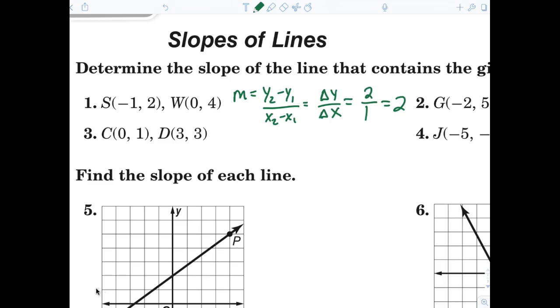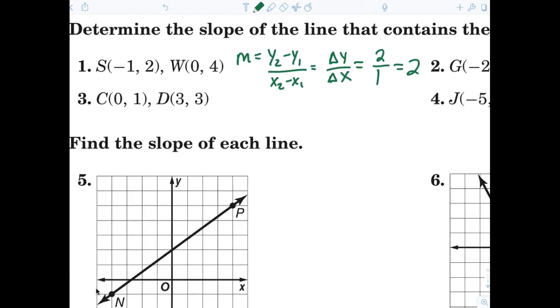Oh, wow. We're good. Now we can progress. Thank you. All right. Here we go. So now we're going on to number 3.